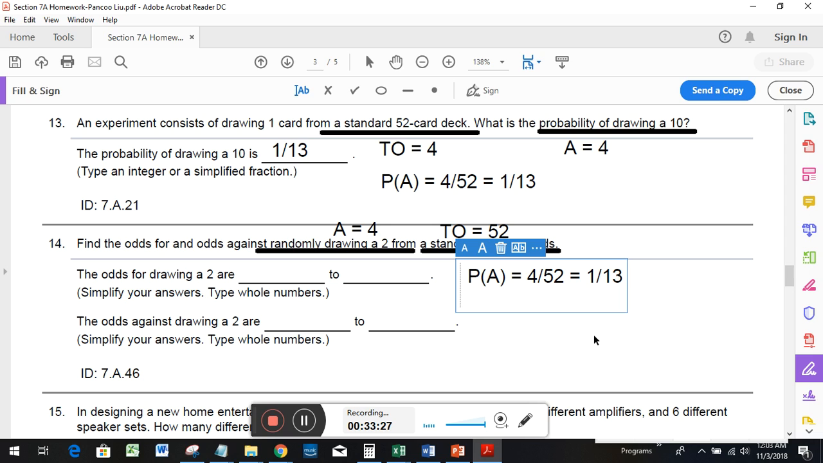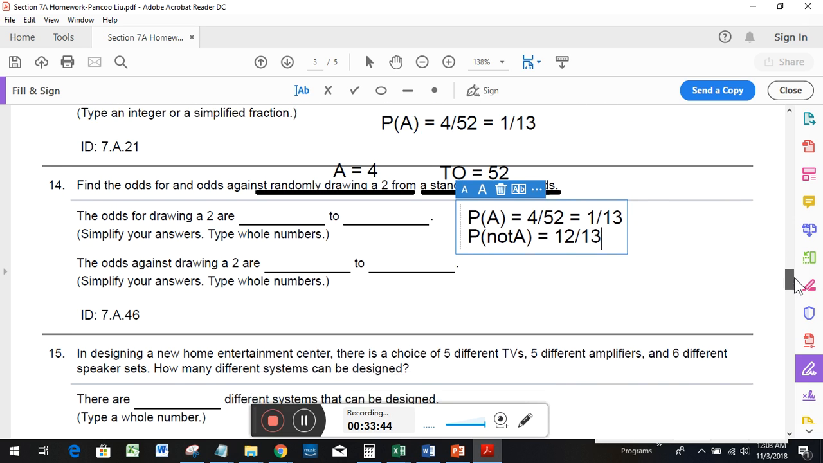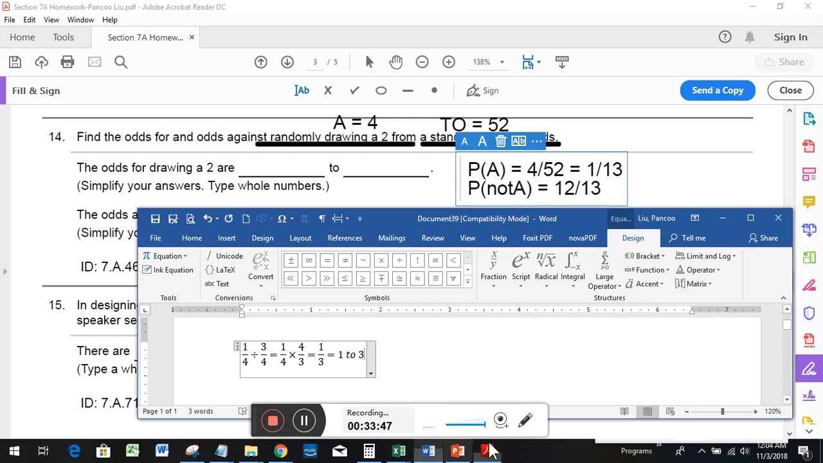And then again, because we're solving for odds for, we also need P not of A, which is the leftover. So we'll just take the leftover of the reduced fraction. So the leftover out of 13 will be 12/13. And again, we need to divide our 2 fractions here. So it's 1/13 divided by 12/13. And again, we flip and multiply. So 1/13 times 13 over 12. So the 13s, they cancel out. And you're left with 1/12.